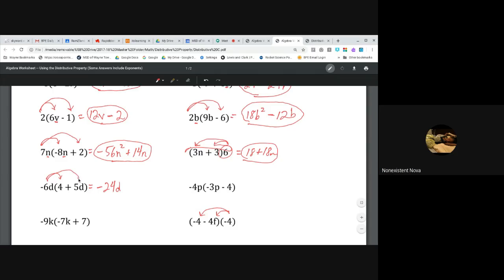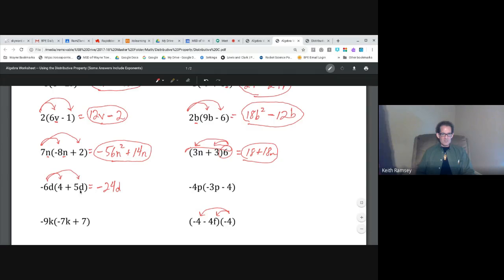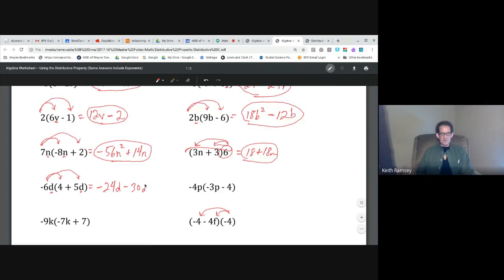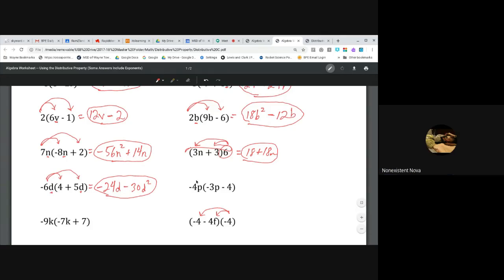Then I distribute the next number. I have a negative 6 times positive 5. The signs are different, so I have to write minus. And the variables are the same: I have a d here and a d here, so I write d to the second power. I check for like terms. I have the same variables, but not the same exponent, so this equation is simplified. That's as much as we can do.